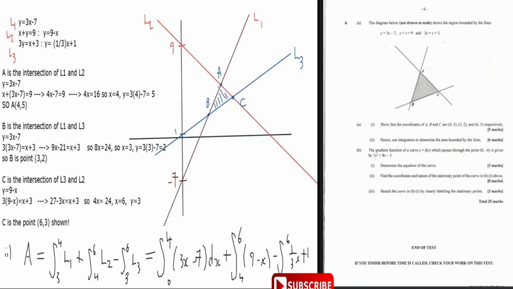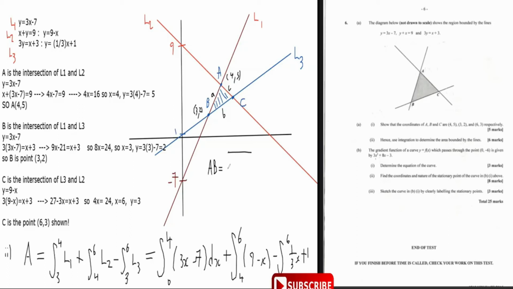So A is the length of AB, so this is A. BC is the length B, and this is C. So we need to find these three lengths, A, B, and C. That means we need to find the length AB. The length AB would be equal to, remember it's x1 minus x2 squared. We already know B and we know A. Remember A is the point (4,5) and B is the point (3,2).